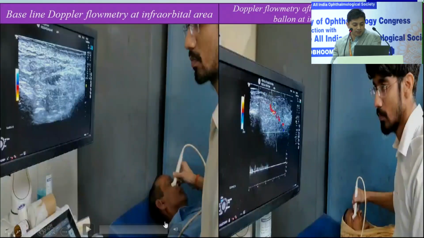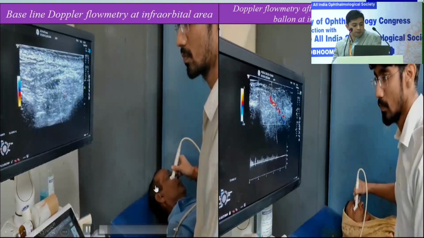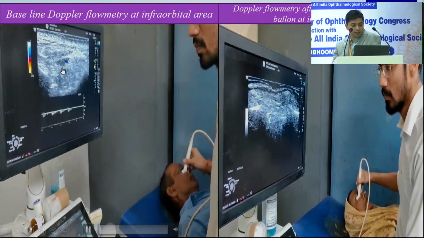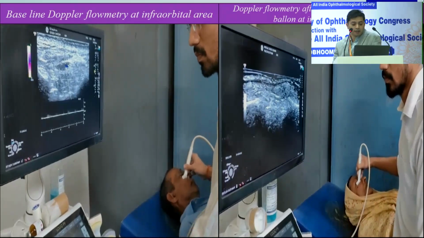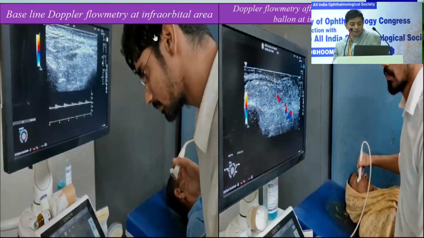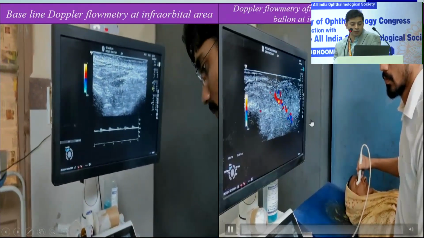Here is another patient where we can also see the pre-insertion of the Foley's catheter and post deflation of the balloon catheter. Here you can also see that the number of blood vessels has tremendously increased, which was not present before the insertion of the Foley's catheter.